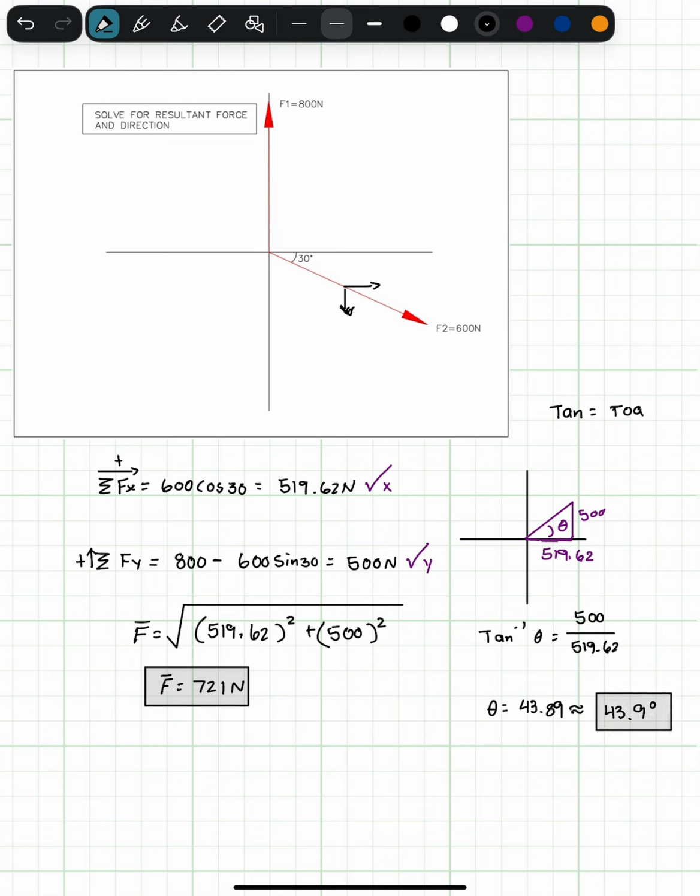So there you have it, another solved statics problem. Hope this helps. Thank you.